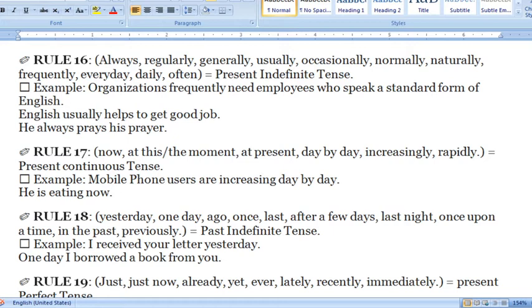So, we have been discussing right forms of verbs in earlier classes. Today, we will also go through some particular rules. So, we will start from rule 16 today.